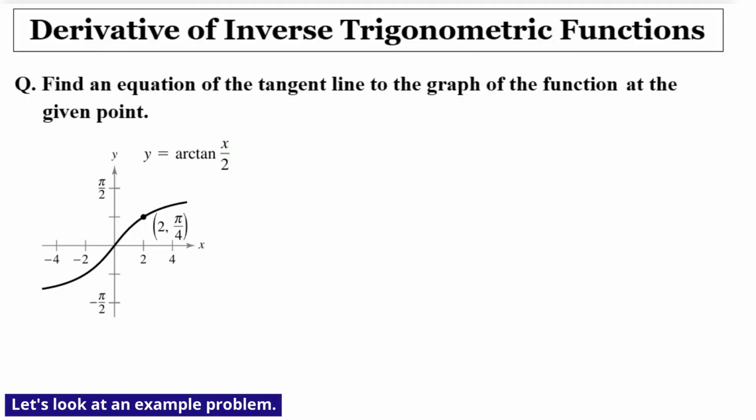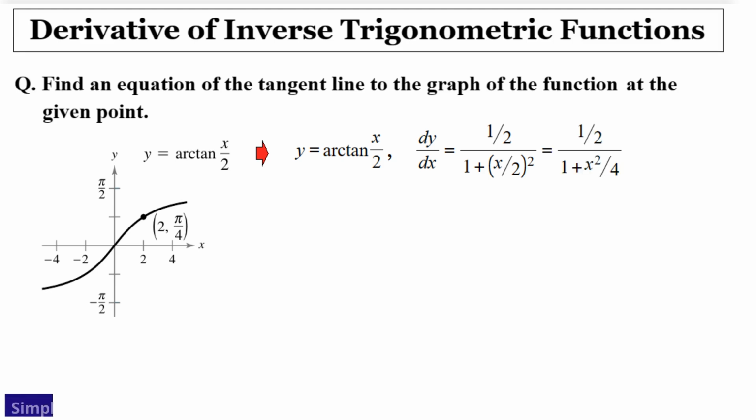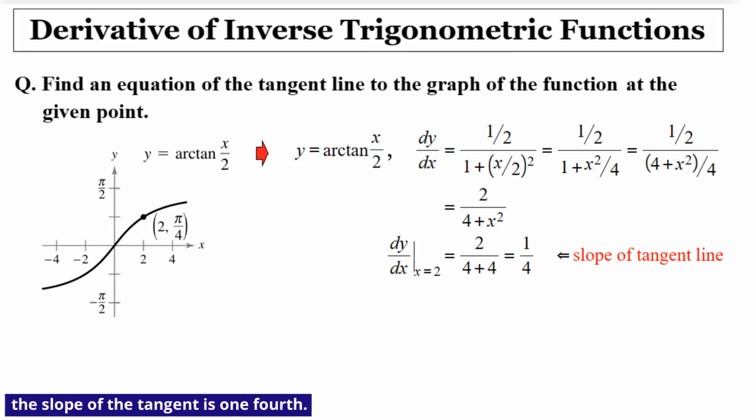Let's look at an example problem. The given function is the arctangent function. Firstly, differentiate to get the derivative with 1 over 2 in the numerator and 1 plus (x over 2) squared in the denominator. Simplify the fraction. Since the x value of the given point is 2, the slope of the tangent is 1/4.